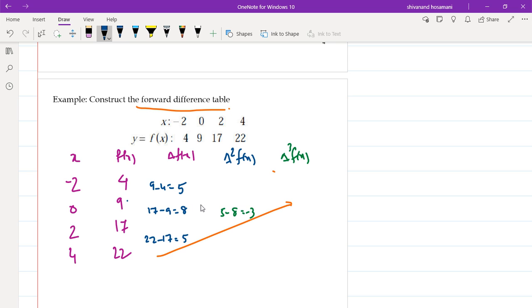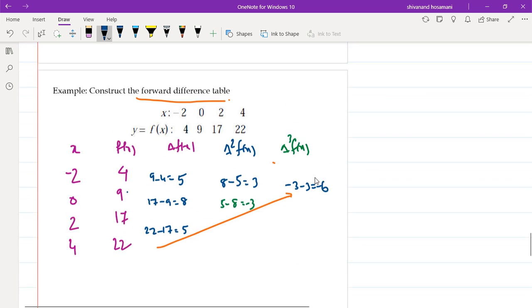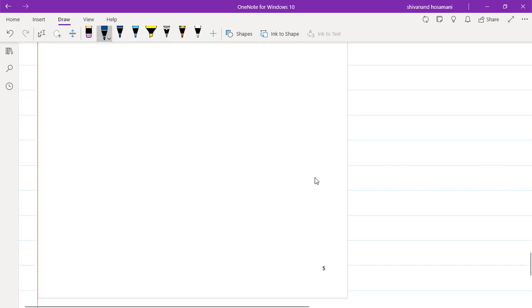Then the second forward difference will be 8 minus 5, that is equal to 3, and this is 5 minus 8, which is minus 3, so minus 3 minus 3 is going to be the third difference, which is equal to minus 6, right? So like this we have seen how to construct the forward difference table, forward difference operator, and so on. Now let us continue further.